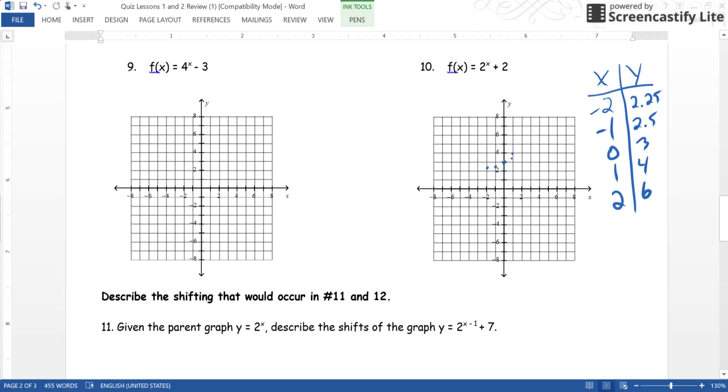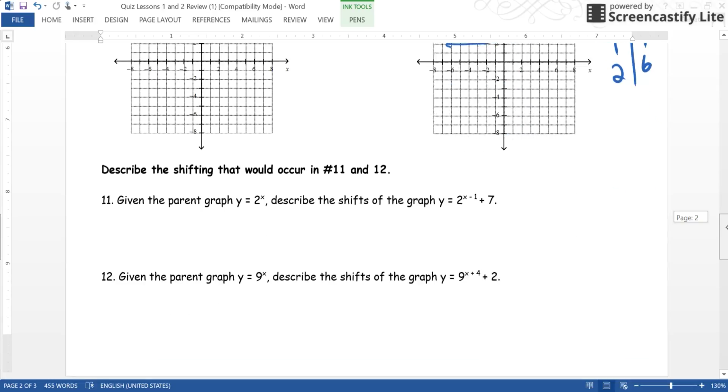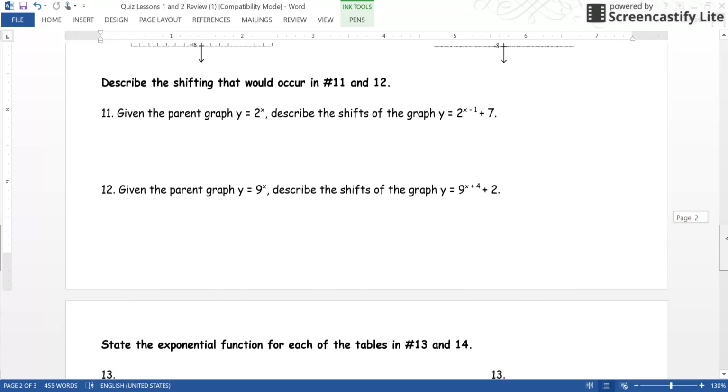At 1, I'm at 4. And at 2, I'm at 6. So I'm going to draw a nice smooth curve up here. And we're going to draw a smooth curve, never going to get below -2 or +2. Sorry. Okay. Let's go on to the next one.